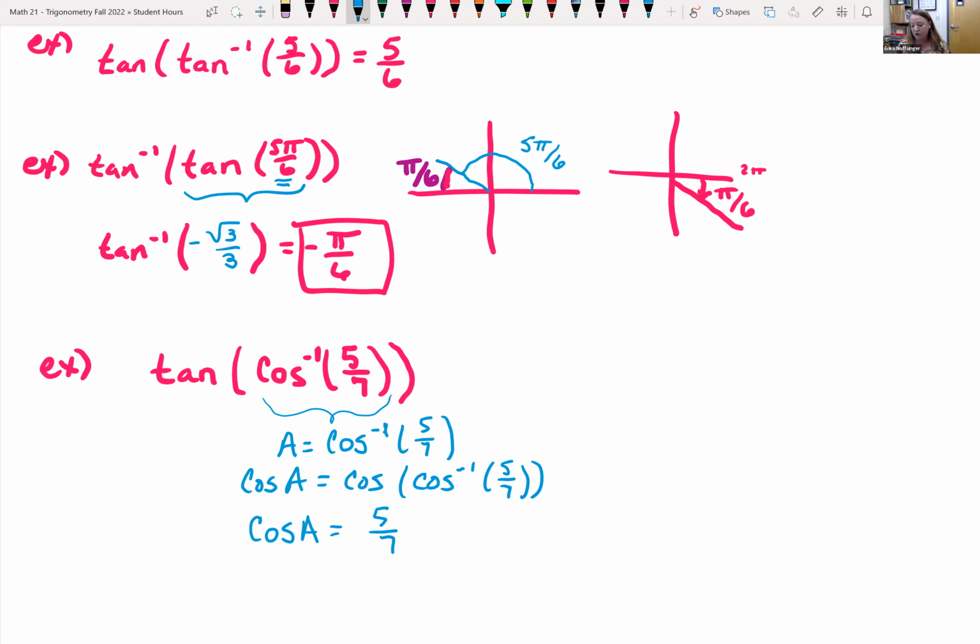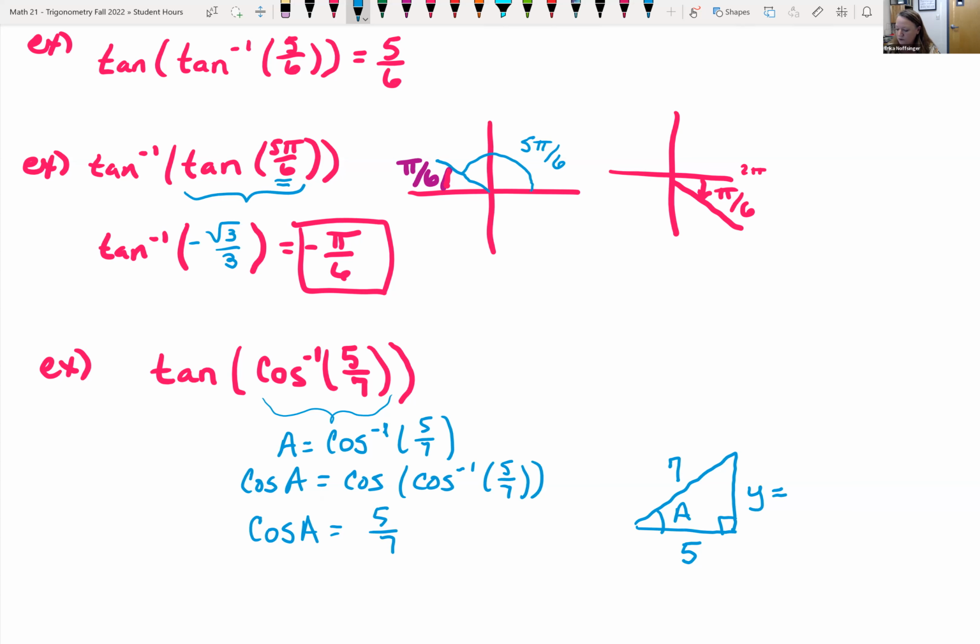And so now let's create our triangle. Thinking of cosine as the ratio of sides of a right triangle, we know cosine is adjacent over hypotenuse. And so the adjacent side is 5. Let's call this angle A. So adjacent from A is, in this case, 5, and the hypotenuse is 7. We need to figure out what the opposite side is. Let's just call it y here.